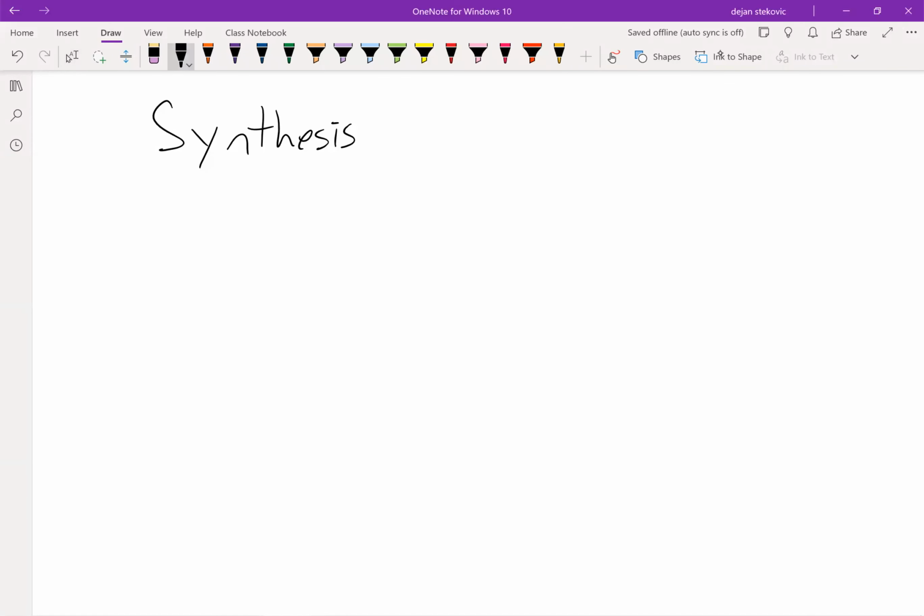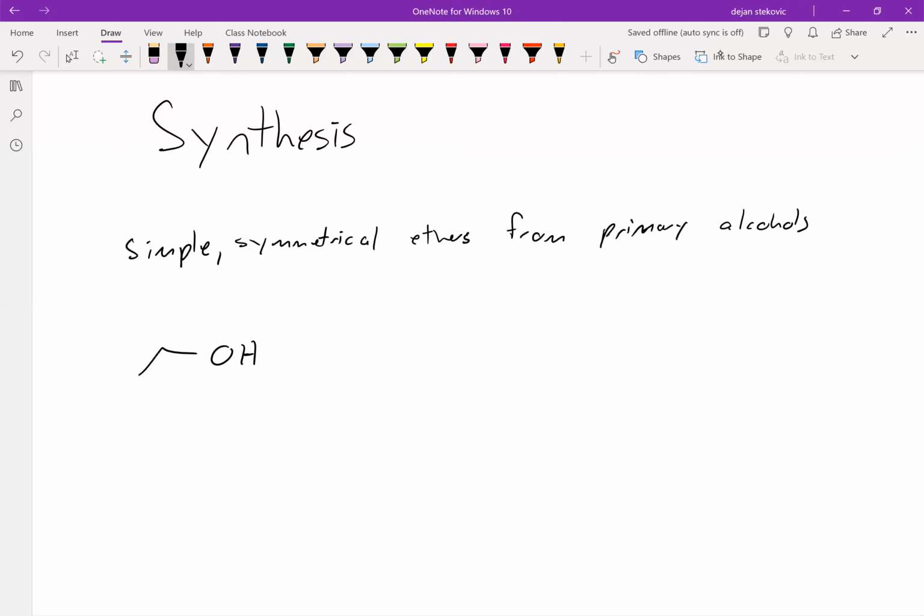Right, let's take a look at how we can synthesize these ethers. If we want to synthesize something very simple and symmetrical, so both sides of the ether are the same, we can do this from primary alcohols. So for example, we have ethanol over here.